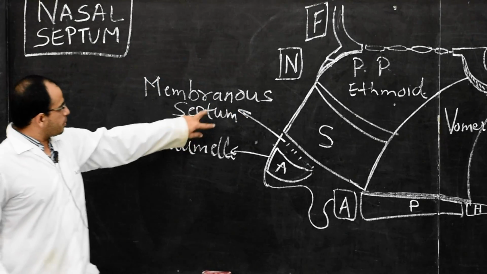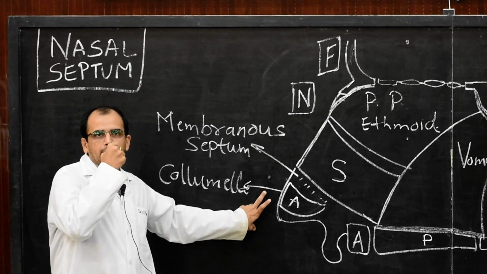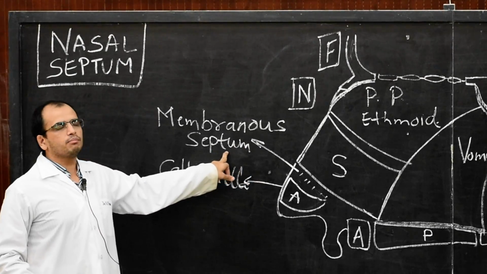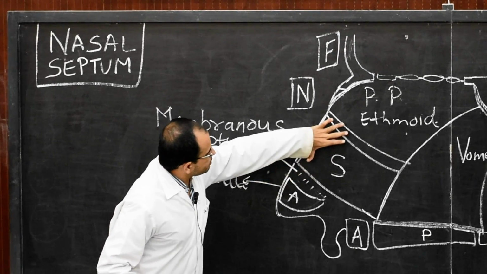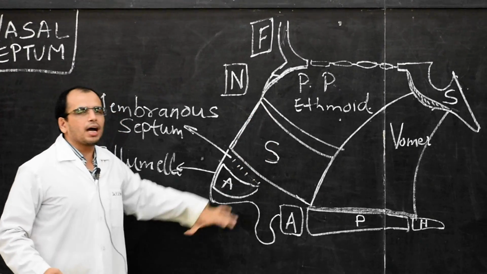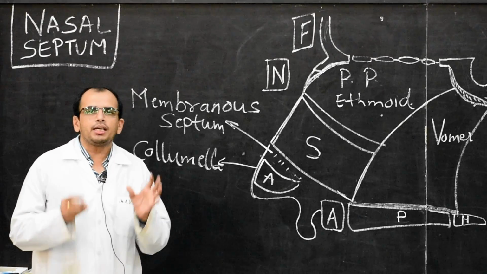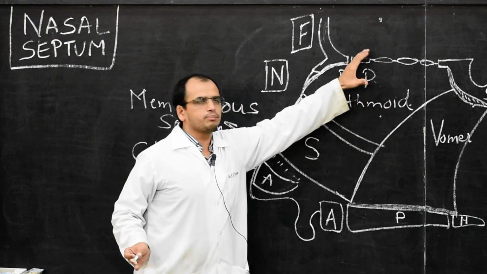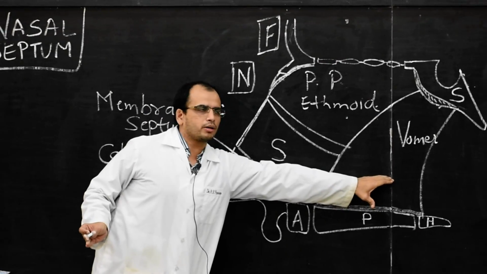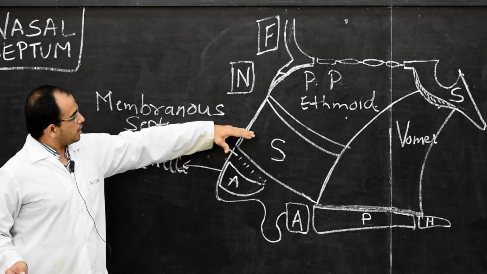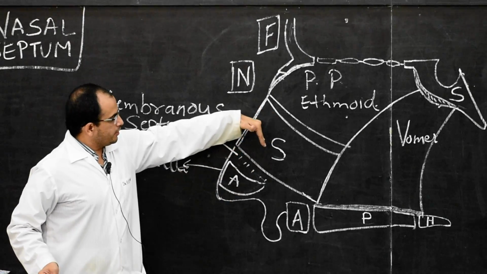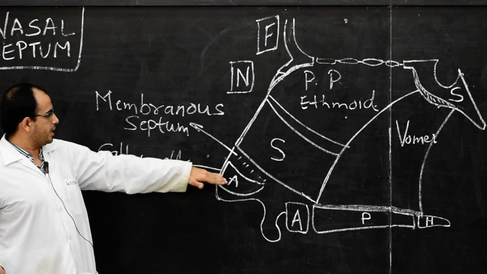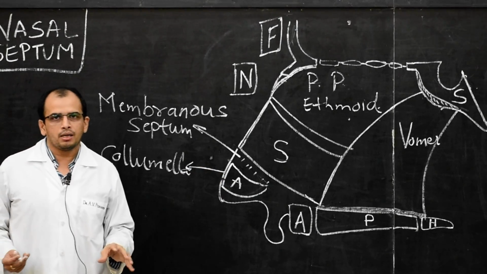So these two parts, the columella which is in the midline and which we can see from the outside also, and the membranous septum along with the septal cartilage, are all the mobile part of the nasal septum. So the nasal septum has a fixed part which is mainly formed by the bony plates and the bones, and a mobile part which is mainly formed by the septal cartilage, membranous septum, septal process of the alar cartilage along with the columella.